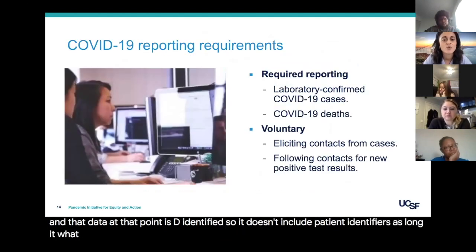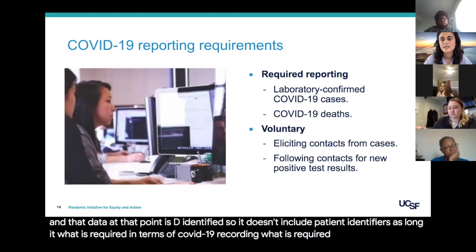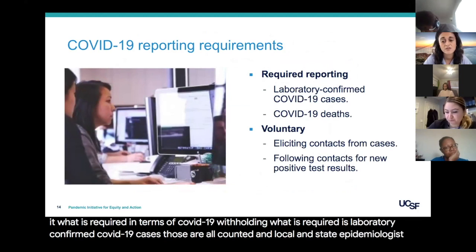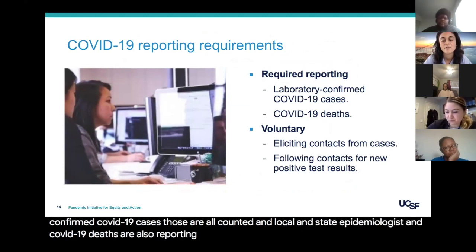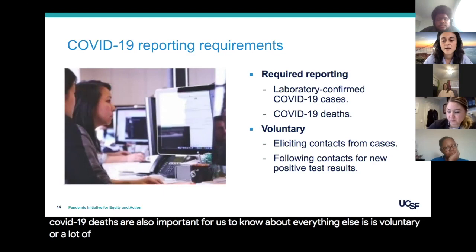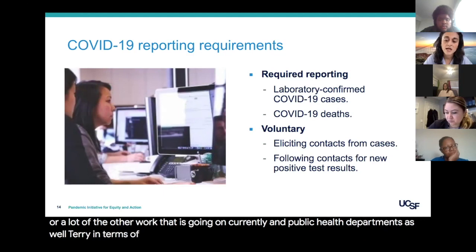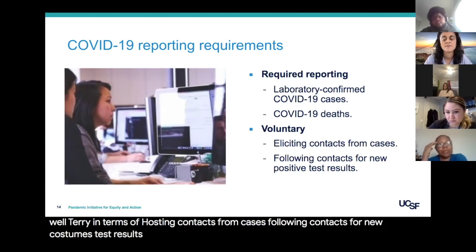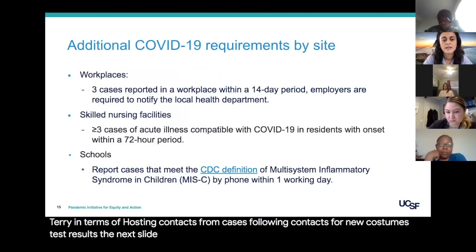In terms of what is required in COVID-19 reporting, what is required is laboratory confirmed COVID-19 cases. Those are all counted in local and state epidemiology, and COVID-19 deaths are also really important for us to know about. Everything else is voluntary, or a lot of the other work currently going on at public health departments is voluntary, such as eliciting contacts from cases and following contacts for new positive test results. Next slide.